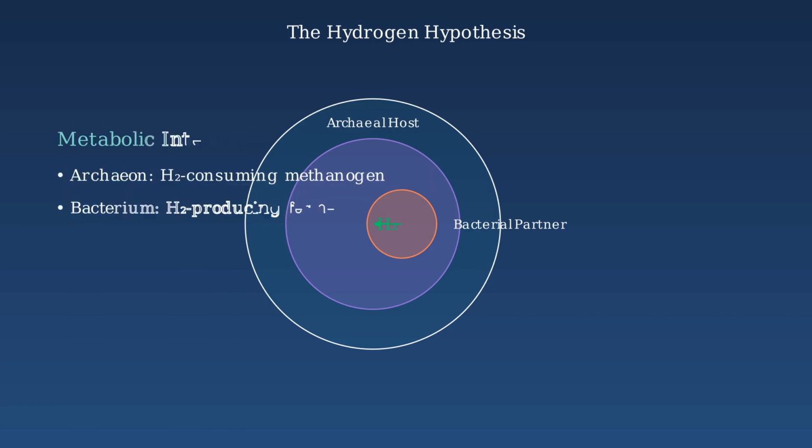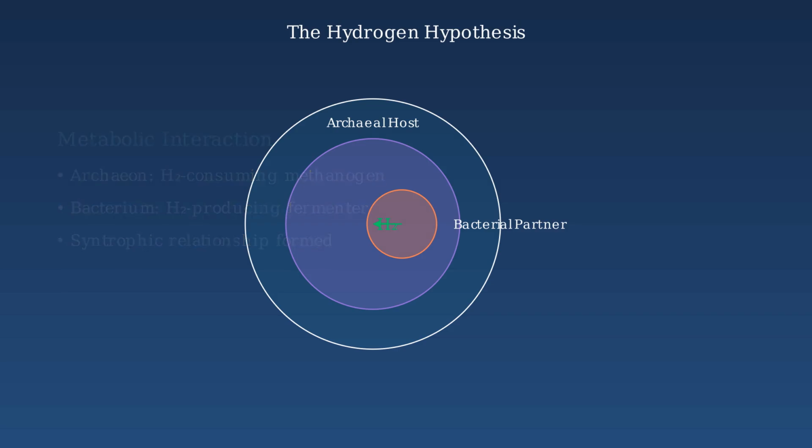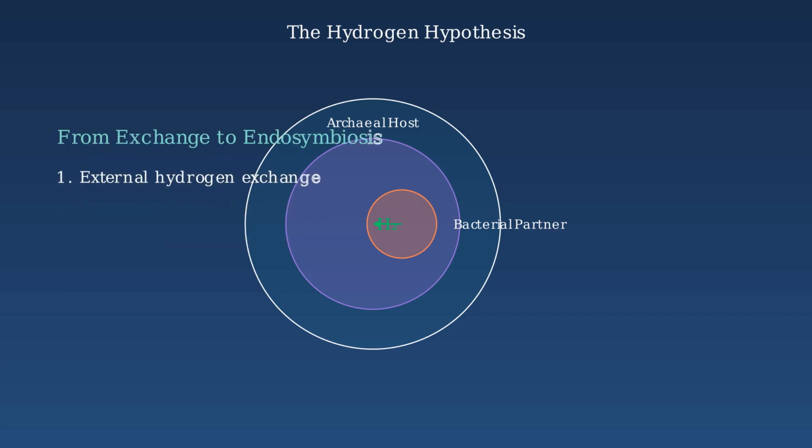This created a perfect syntrophic relationship. The archaeon, likely a methanogen, consumed hydrogen produced by the fermenting bacterium. This metabolic relationship gradually evolved from external hydrogen exchange to full endosymbiosis through several steps. First, the two organisms exchanged hydrogen externally. Then, they developed a closer physical association to improve the efficiency of this exchange.